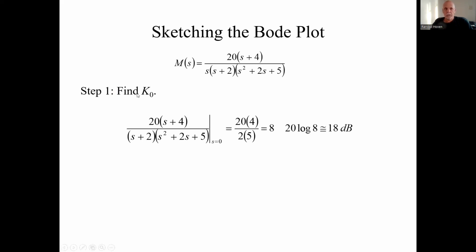Step one is to find this gain I call k sub 0. And all you do there is plug in 0 for all these s's, and you get 8. And to do that in dB, we take the log of 8 and multiply by 20. It's about 18 dB. So, okay, we have k sub 0. That's step one.